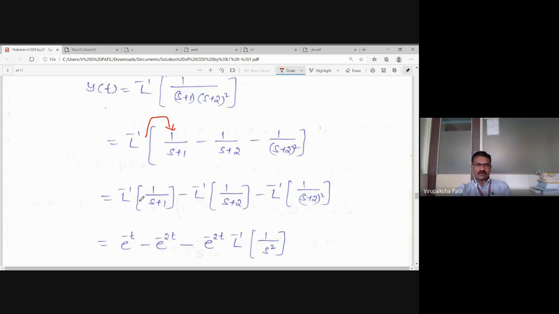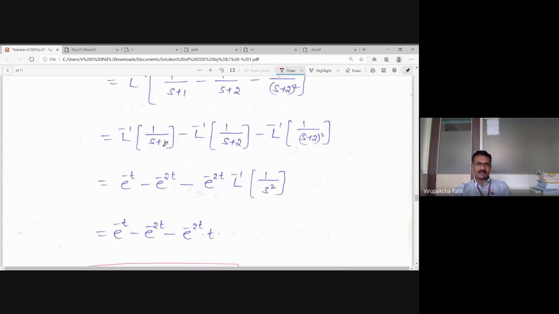You already know that L inverse of 1 divided by s plus 1 is e to the power minus t, and L inverse of 1 divided by s plus 2 is e to the power minus 2t. Then you observe this: if it is only s plus 2, you would have written it directly. It is s plus 2 whole square, so in place of s you have s plus 2 here. So using the reverse shifting property, take this 2 outside, wherever s is there you have s plus 2.